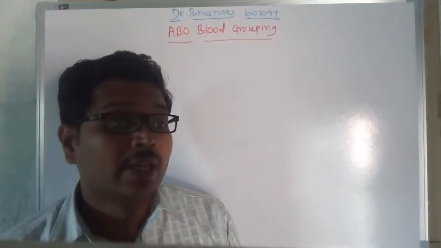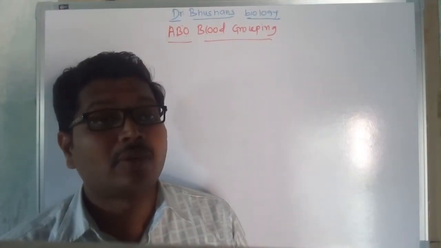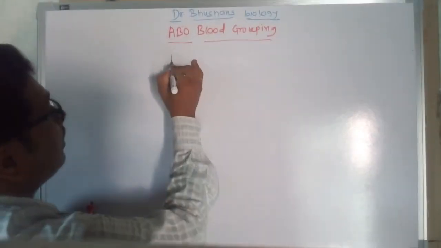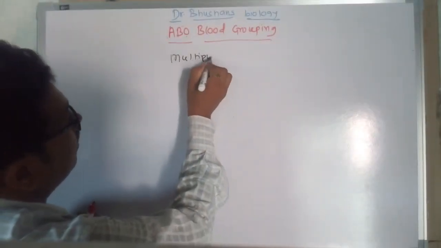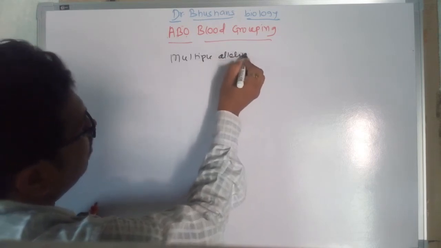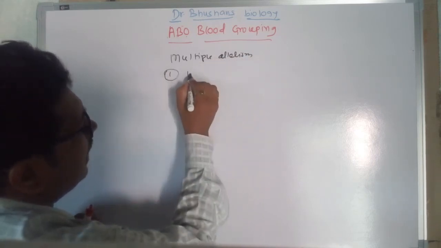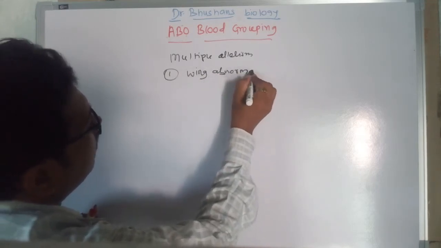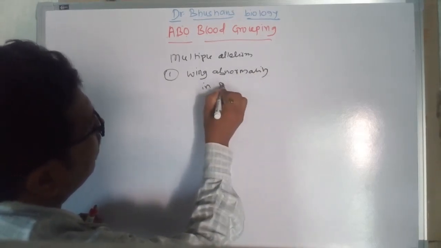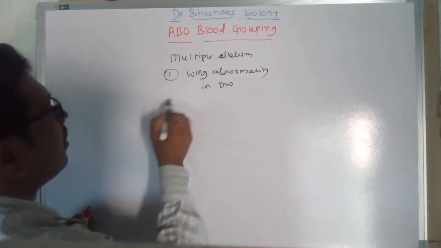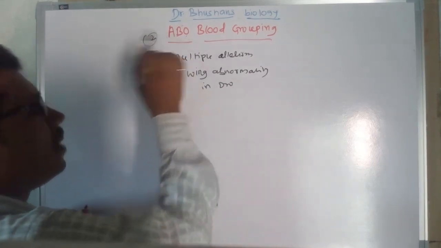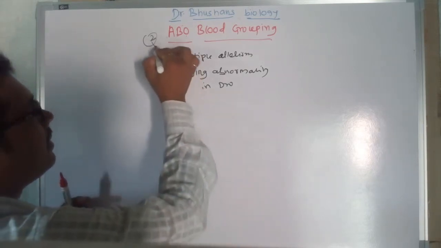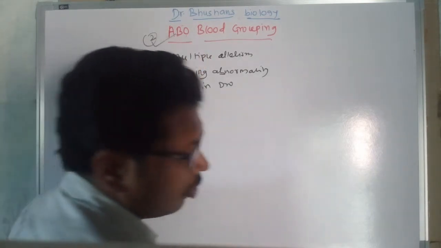From the last lecture, we have discussed multiple allelism. In the last lecture we discussed the first example of multiple allelism, and that is wing abnormality in Drosophila. Okay, this is our first example. And our second example, ABO blood grouping, is what we are discussing today.